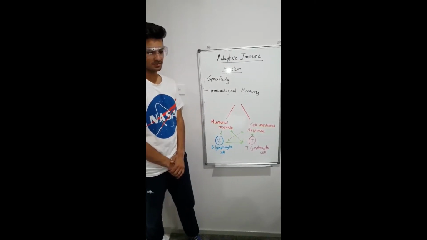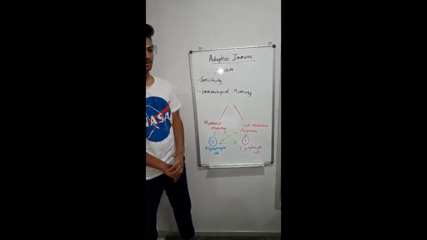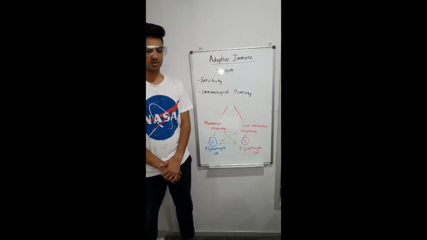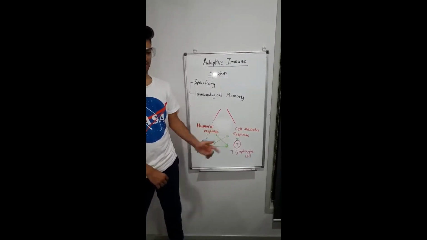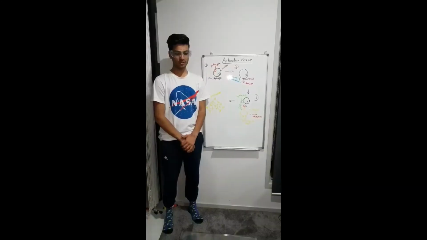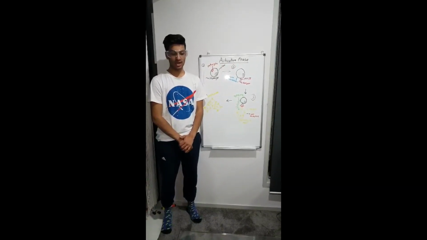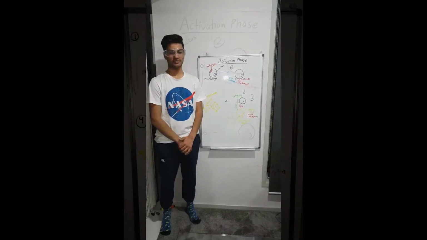The two responses of the adaptive immune system are the humoral response and the cell-mediated response. Both responses require either B lymphocyte or T lymphocyte cells. They are special white cells. Humoral response aims to inactivate pathogens. It consists of the activation phase and the effector phase.